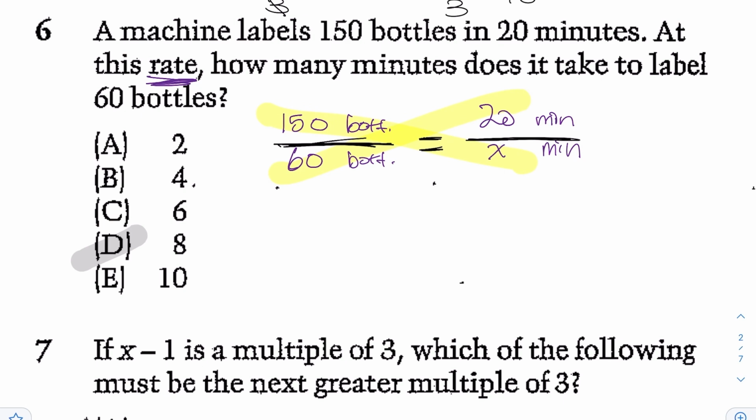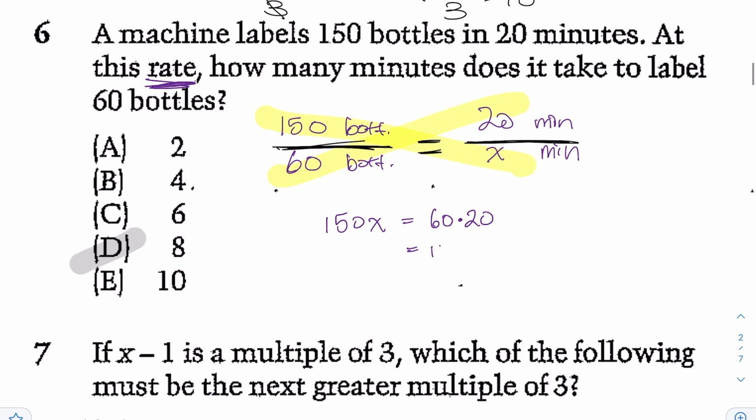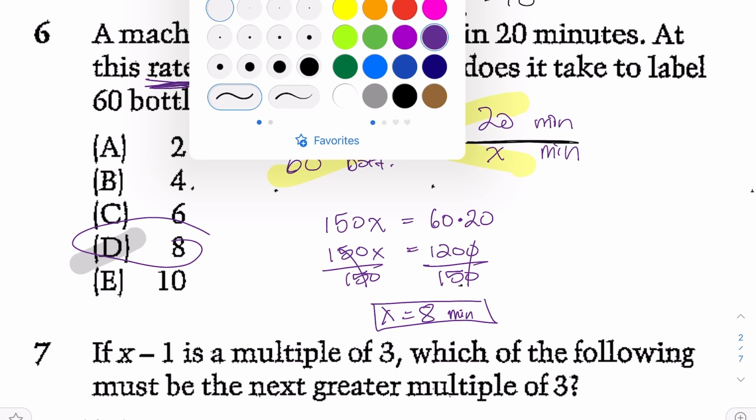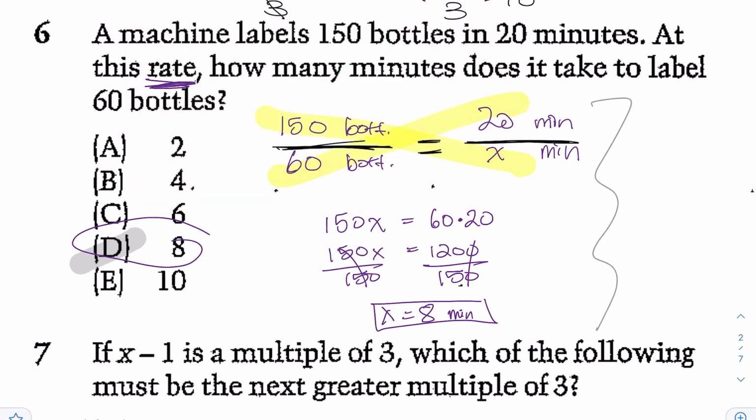And when you cross multiply, you'll have 150 times x is equal to, here this is 60 times 20. So 60 times 20 is equal to 1200 is equal to 150x. Then if you divide by 150 on both sides using inverse operations, you get that x is equal to 8. So that means that x is equal to 8 minutes. That's choice D.